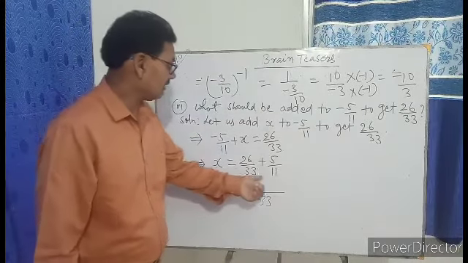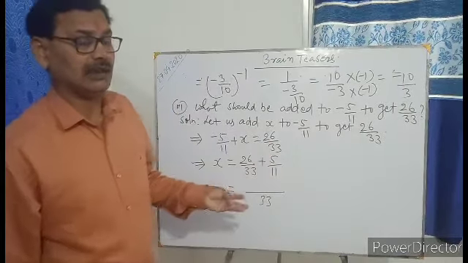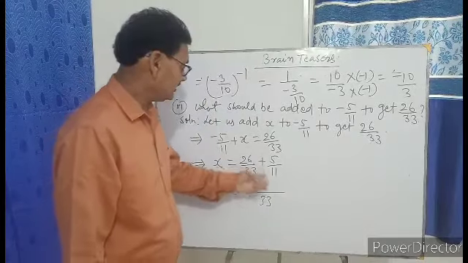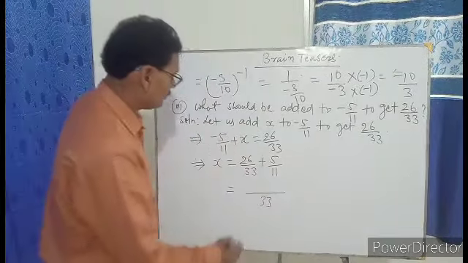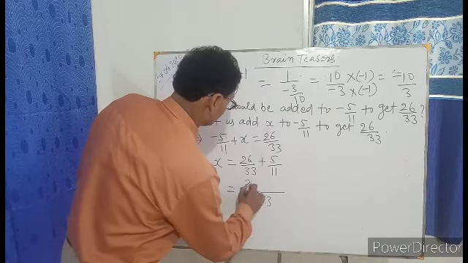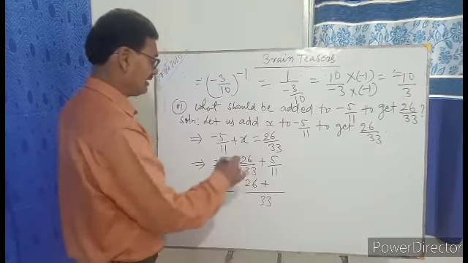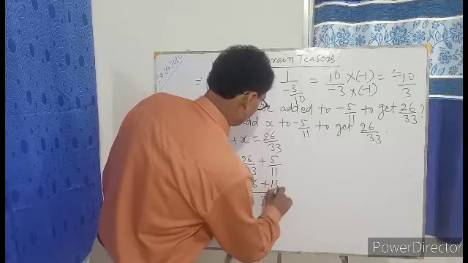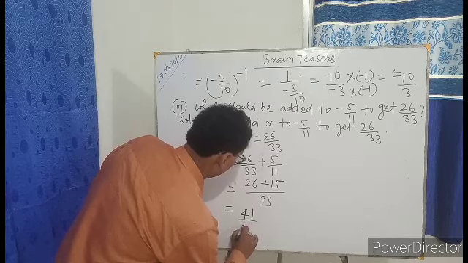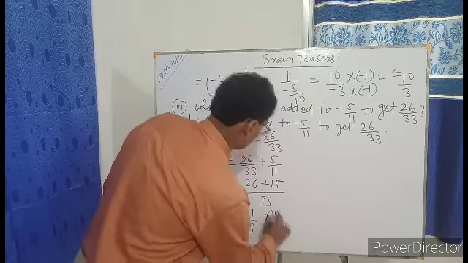Similarly, here you may observe 11 and 33. 33 is a multiple of 11: 11 1s are 11, 11 2s are 22, 11 3s are 33. Therefore, 33 is the LCM. Well, now we will divide 33 by 33, you will get 1, so it is 26. And 11 3s are 33, and 3 into 5 is equal to 15. So the number is 41 by 33, and this is your answer.